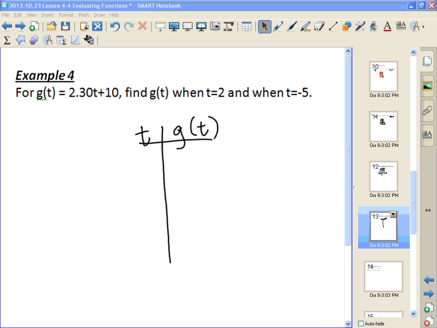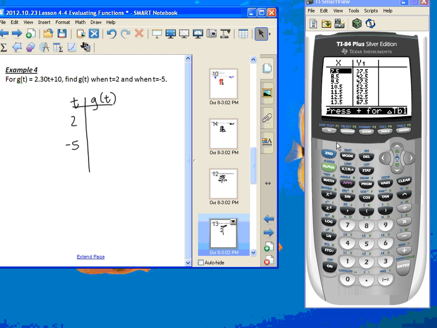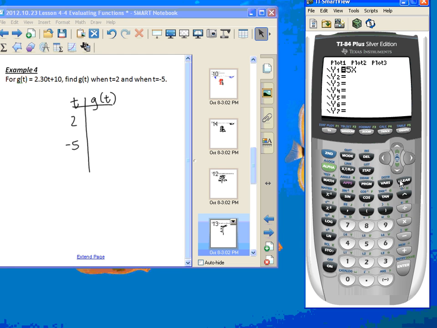All right, so here's what you should have done. You should have said your T value is 2, so put a 2 right there, and T is -5, so put a -5 right there. And then come over here and type in 2.30 T. Now we have a T, but it's okay to just use the X button as well. So 2.30 X plus 10. And then I'm going to go to my table.